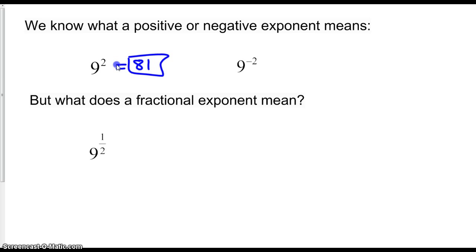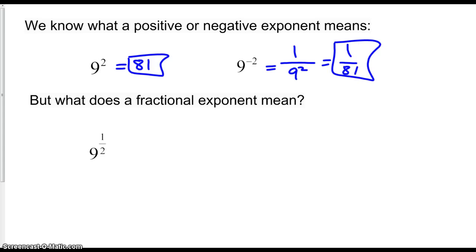Okay? If I have a negative exponent like 9 to the negative 2, we know that we can move that to the other side of a fraction and it becomes a positive exponent. So that's 1 over 9 squared, which is the same as 1 over 81, right? So we know what positive exponents mean, we know what negative exponents mean, but what would 9 to the 1/2, a fractional exponent, mean?